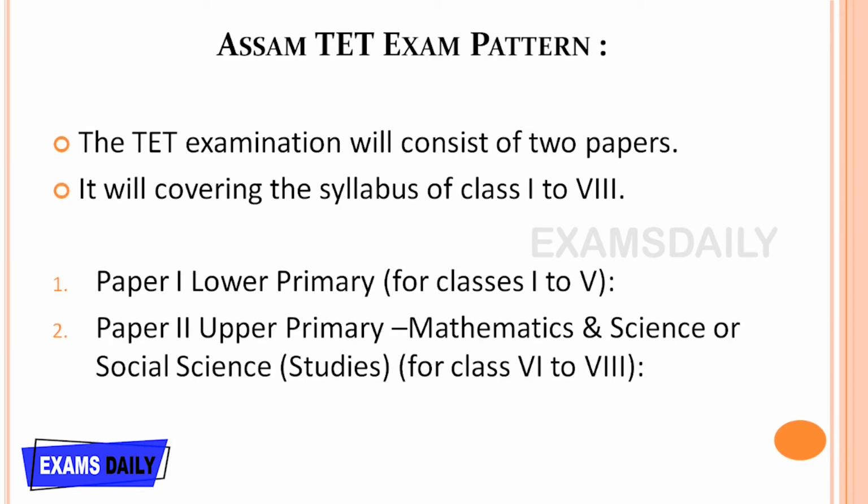The first is about the TET exam pattern. The TET examination will be of 2 papers. It will be covering the syllabus from class 1 to class 8. They have divided that into 2, that is class 1 to 5 is 1 paper and class 6 to 8 is 1 paper. So you can check through it, and paper 1 will be of lower primary and paper 2 will be of upper primary, from mathematics and science or social science. So based on your selection and based on your choice, the questions will be asked.